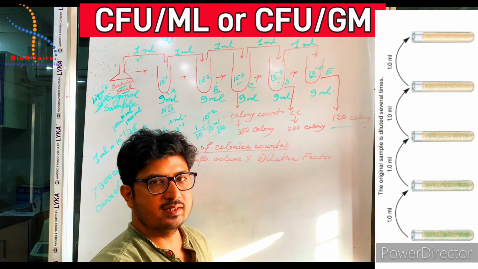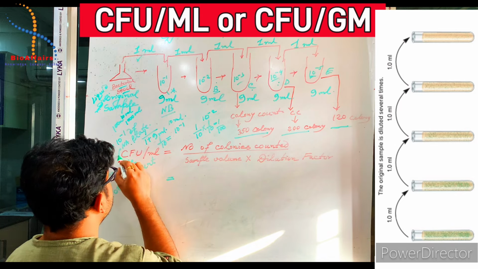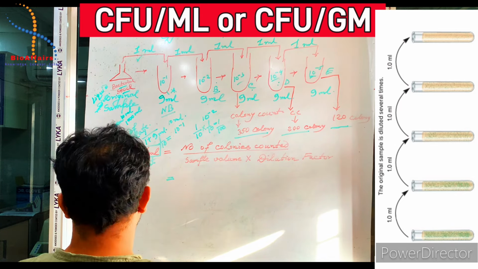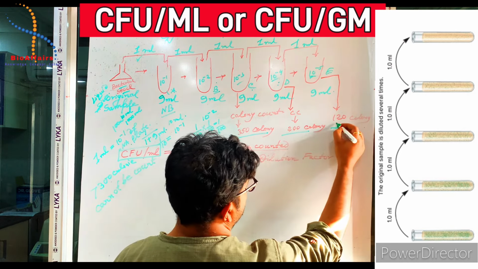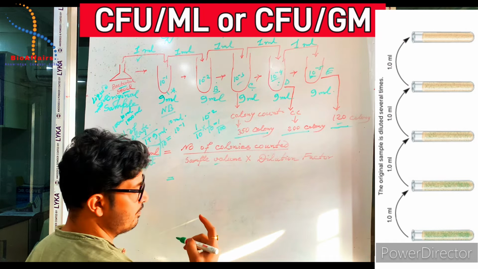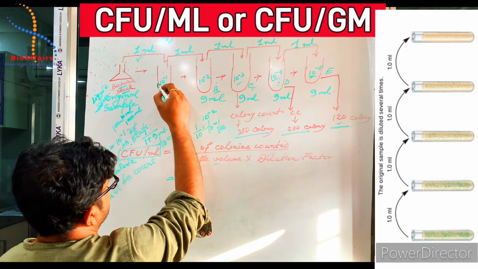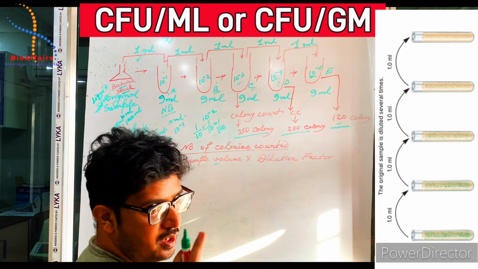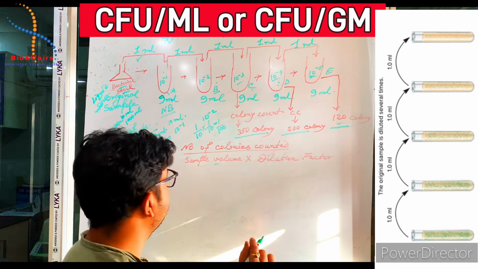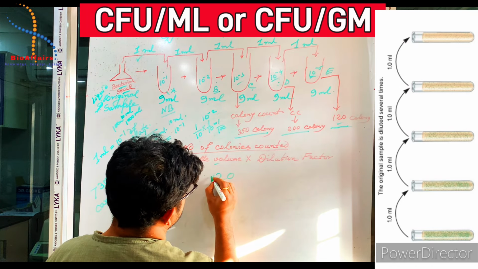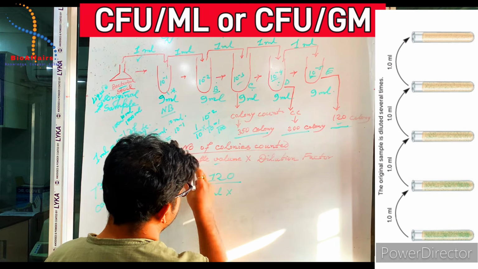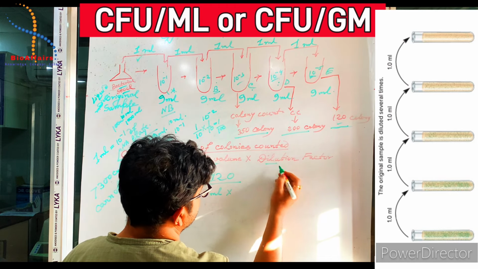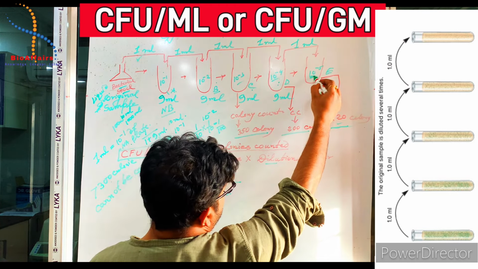So the exact experiment is different. You may get any number of bacteria. Now the formula you have to apply to count the CFU per ml is the number of colonies counted in the plate, here it is 120 colonies, divided by the sample volume. What is the sample volume? You have taken 1 ml from each tube to each plate. So the sample volume is 1 ml, that is 120 colonies by 1 ml of sample, and the dilution factor, we are taking 10 to the power 5.